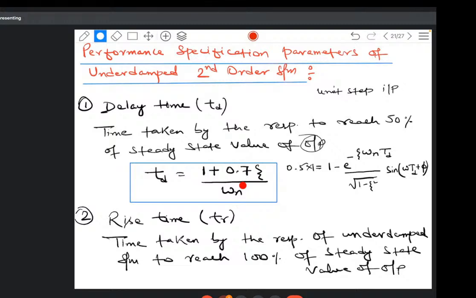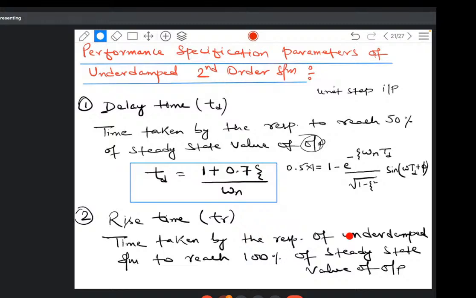Now, what is rise time? Rise time is the time taken by the response of an underdamped system to reach 100% of the steady state value. Again, the steady state value of output or input will be 1 only. So what is rise time? It is the time taken by the response of a second order underdamped system to reach 100% of the steady state value, that is 0 to 100% of the steady state value of output. So this is defined for an underdamped system.